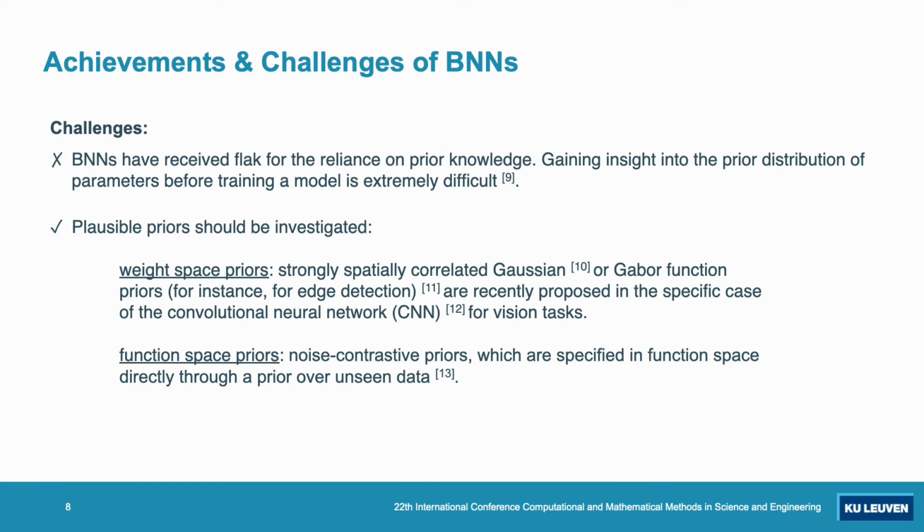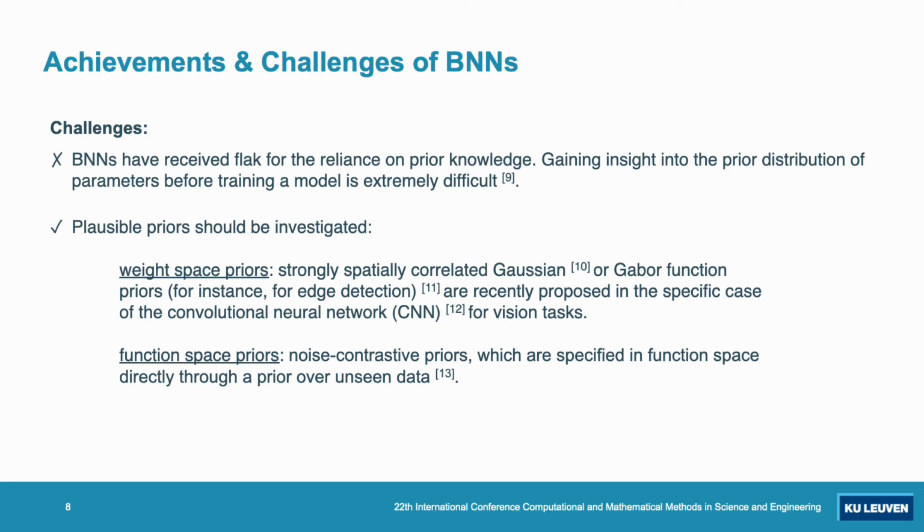Although tremendous efforts have been made, Bayesian neural networks still have to face challenges. Bayesian neural networks have been criticized for their reliance on prior knowledge. Indeed, gaining insight into the prior distribution of parameters before training a model is extremely difficult. So one of the research directions is to find plausible priors for Bayesian neural networks. Recently, there are some progresses, but not enough.